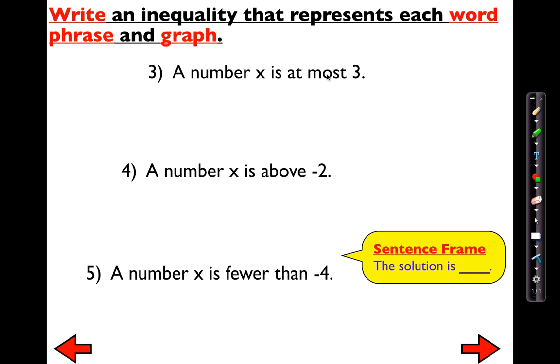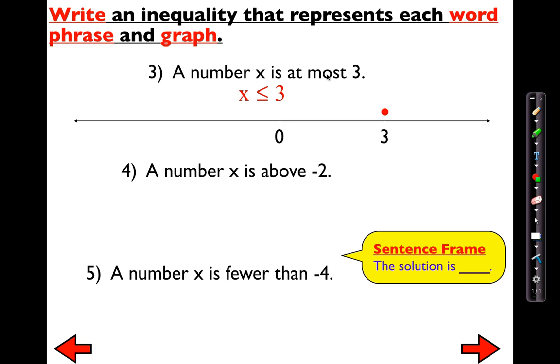So it says here, write an inequality that represents each word phrase and graph. So a number x is at most 3. So that's going to be x is less than or equal to 3. So graphically speaking, we're going to include 3 because 3 is also less than or equal to 3. And because it's less than, we're going to include all the numbers to the left on the number line.